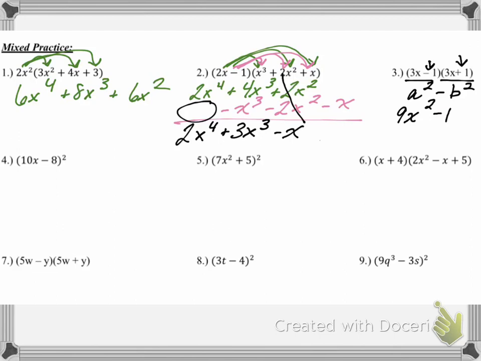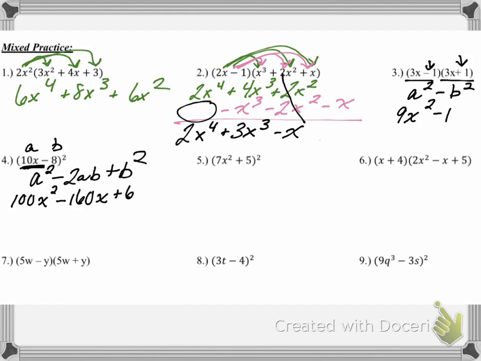Now for number 4, I'm squaring the difference. So I know that that's a squared minus 2ab plus b squared. And so if I were to square the a value, that would be 100x squared minus, and then I'm going to multiply the inside numbers, so that would be 80x, double it, and I get 160x. And then I'll square 8 to get 64.